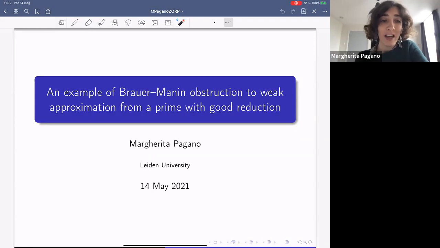Today I will talk about an example I worked on during the first month of my PhD at Leiden University. This is an example of a K3 surface in which there is a prime with good reduction that plays a role in the Brauer-Manin obstruction to weak approximation. In the first part of my talk, I will introduce some tools that are needed to define the Brauer-Manin obstruction to weak approximation. Then in the second part, I will focus on my example and try to give some ideas behind its construction.